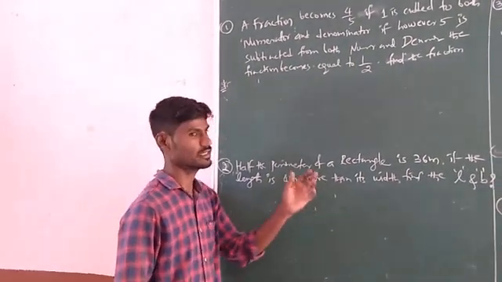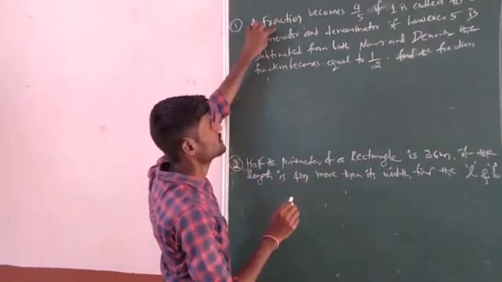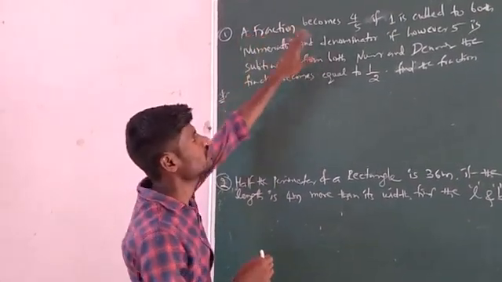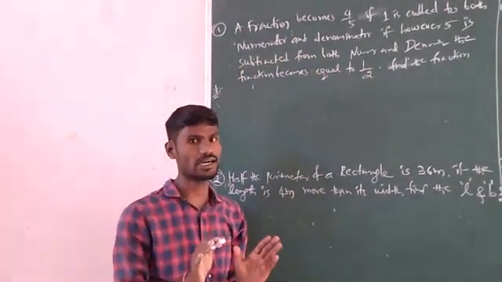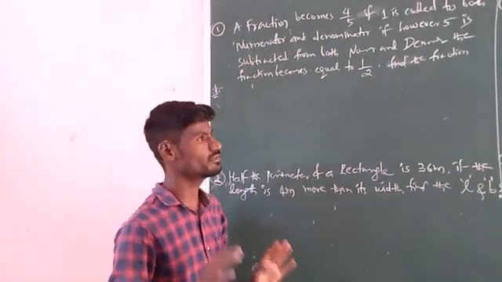Next, let us see one problem here. A fraction becomes a fraction. We don't know that. If you observe in this type of problems, first see what they are asking, what we have to find, and what they give. That is the main motto.